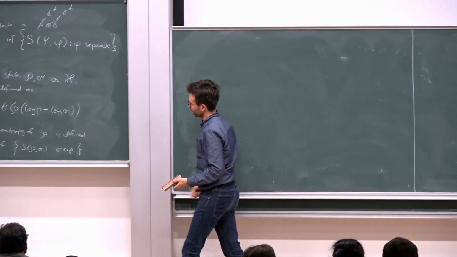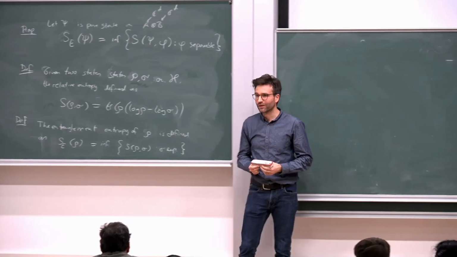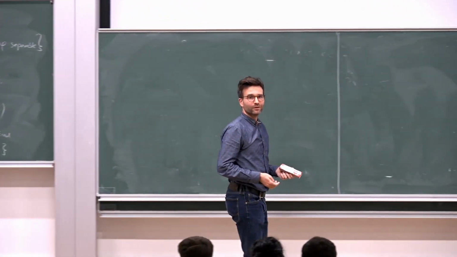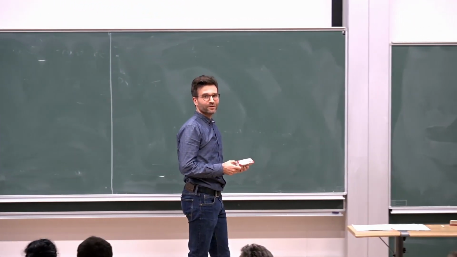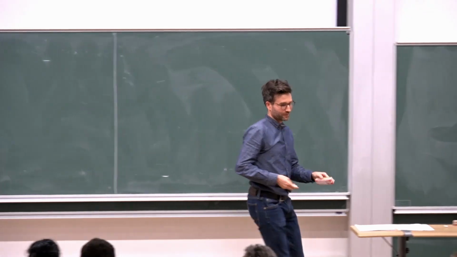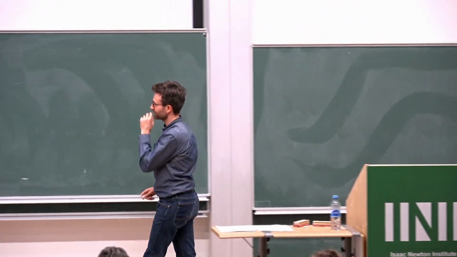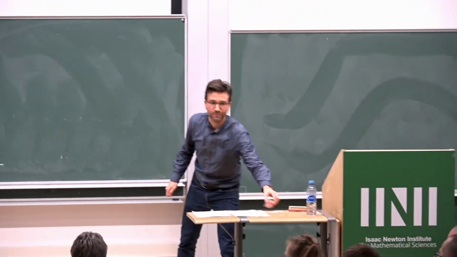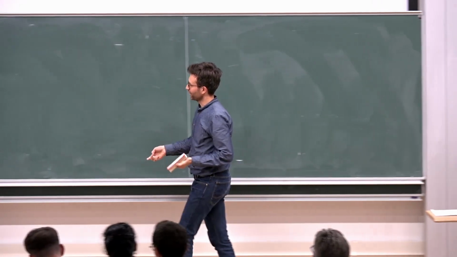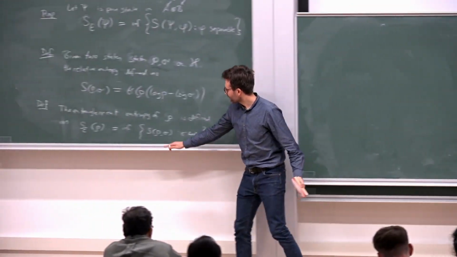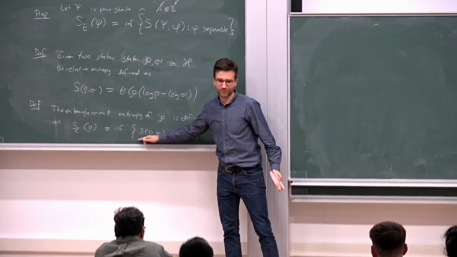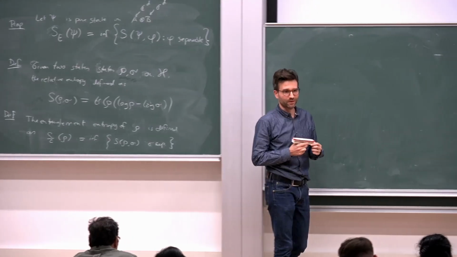Okay, so now we want to use this in order to work out something for more general von Neumann algebras. So the question is, how can I make sense of this thing for general von Neumann algebras?